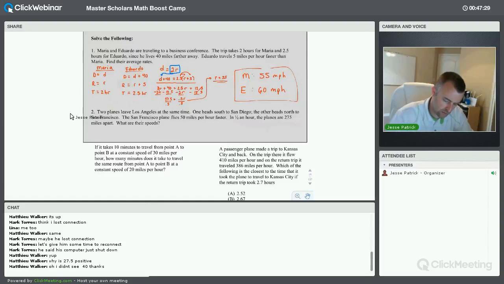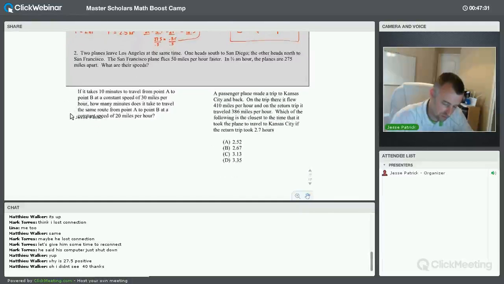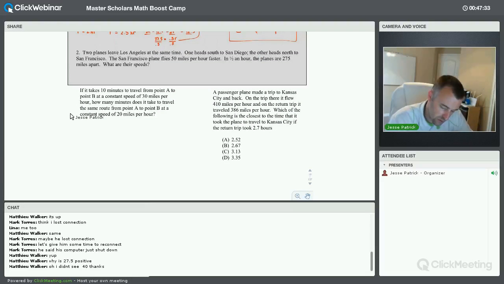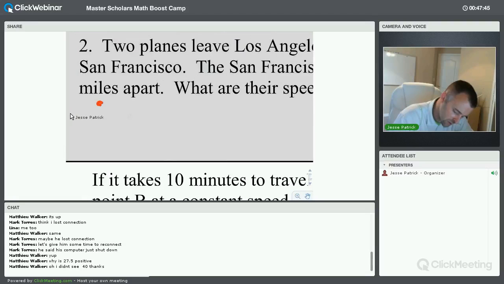So this next one, we have two planes. I don't have a ton of room here, so I'll just write small. One's going to San Diego, so south to San Diego, the other heads north to San Francisco. I'm going to call this SD and SF, so I get my two sets here. Now this would be one where I probably have to read the problem to actually know it's a distance, rate, and time, but hey, it is.